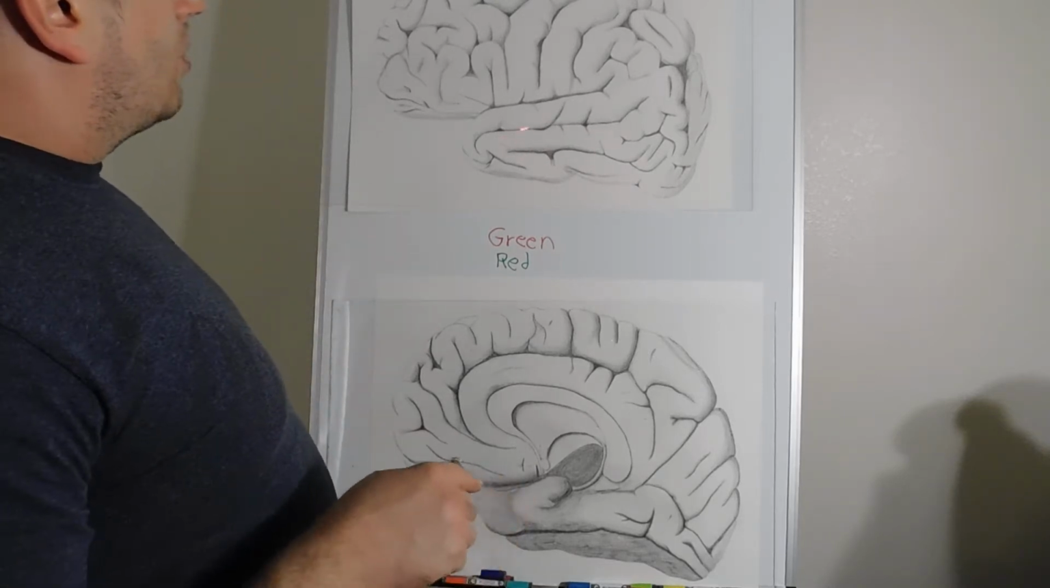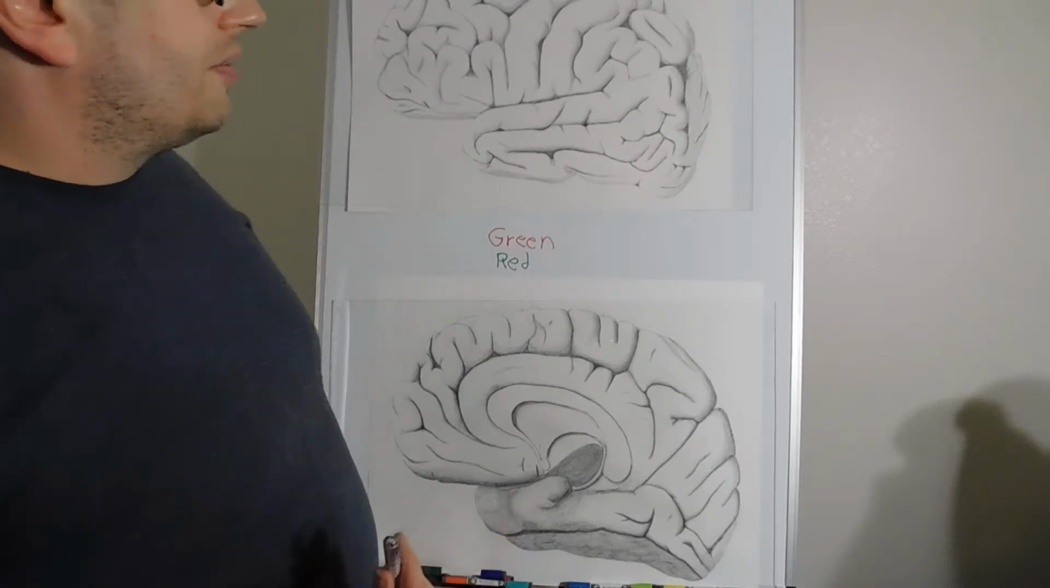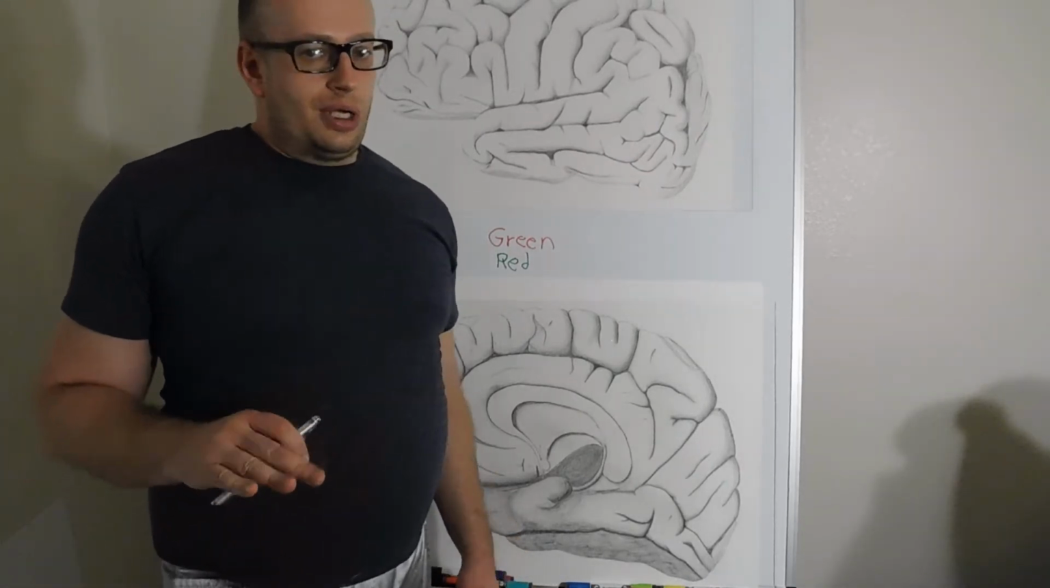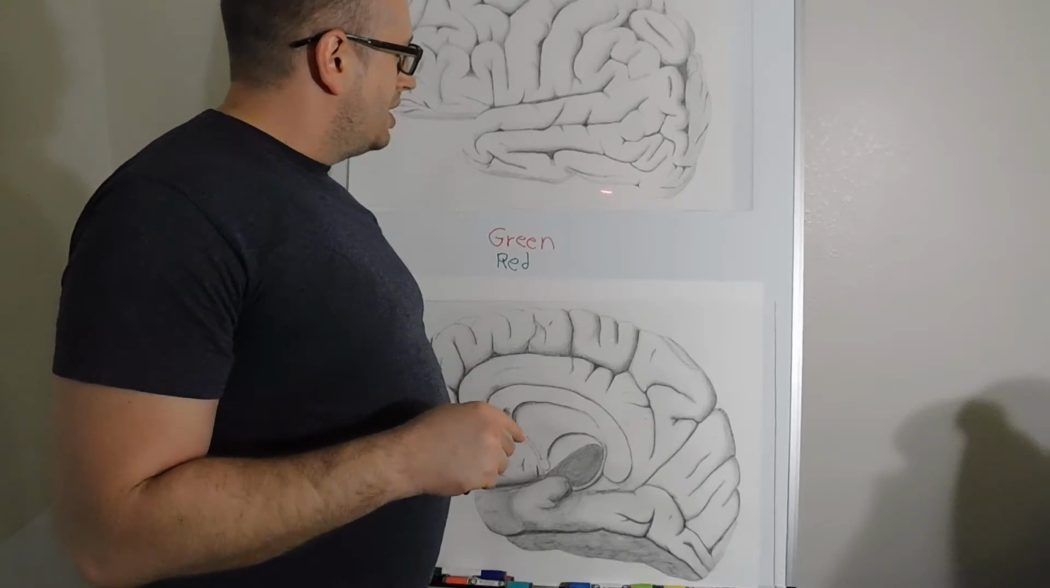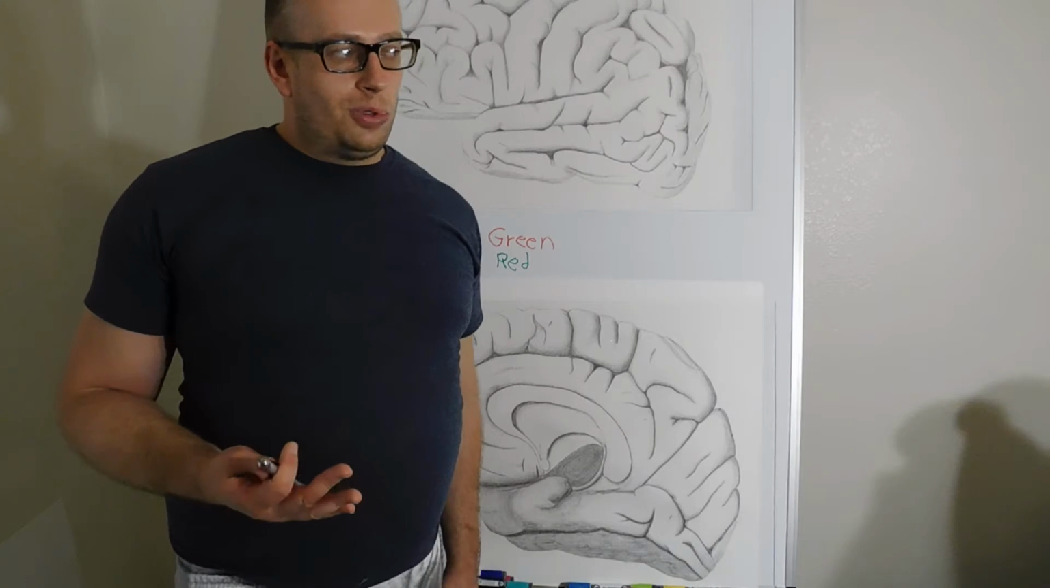This part is probably more auditory, and some of this area might be involved in recognizing other things. So this part might recognize what a car looks like or what a plant looks like.